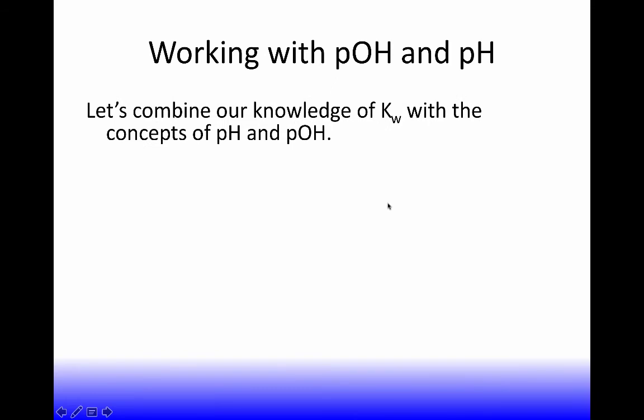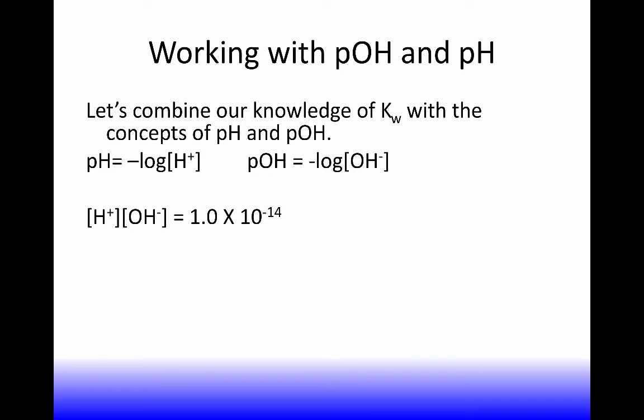Okay, now we have the formula for Kw and we have formulas for pH and pOH. I wonder if we can somehow combine these. So pH is minus log H plus, pOH is minus log OH minus. Here's the Kw formula, concentration of H plus times the concentration of OH minus equals 1 times 10 to the minus 14.